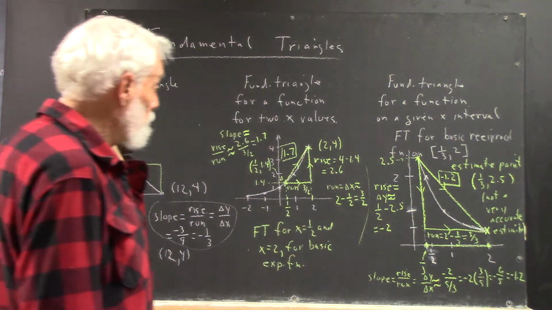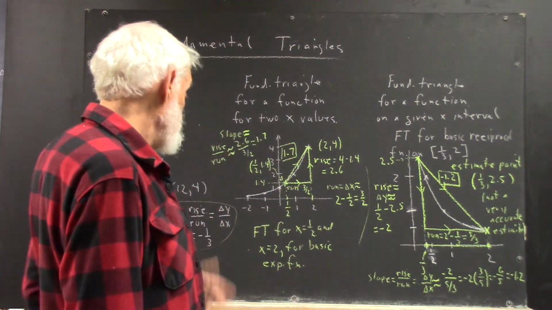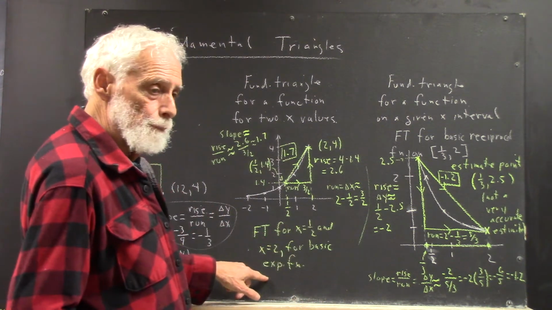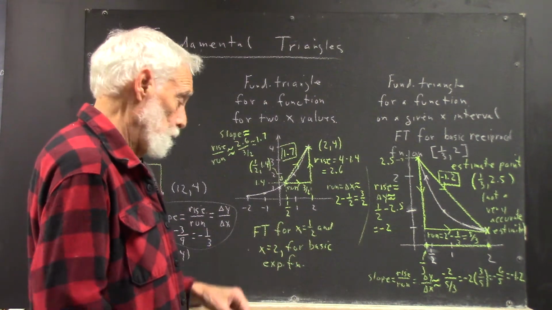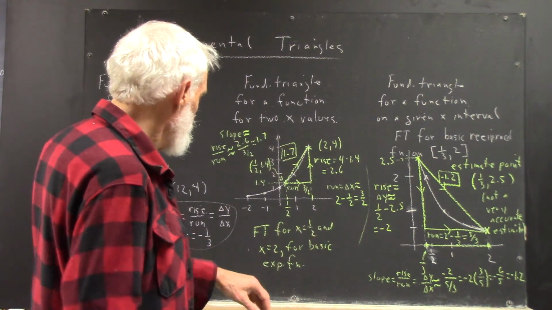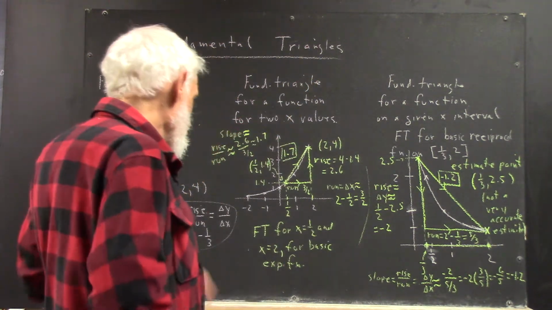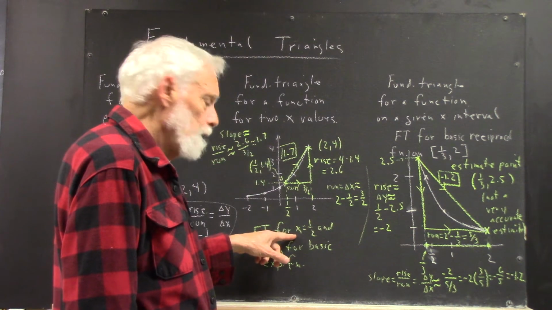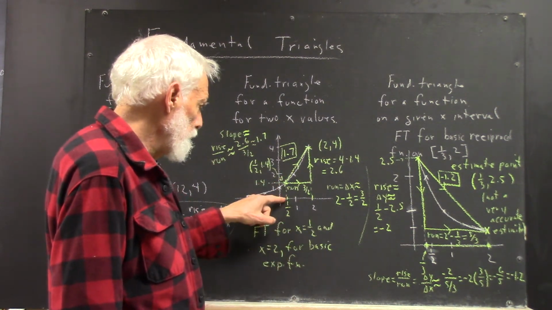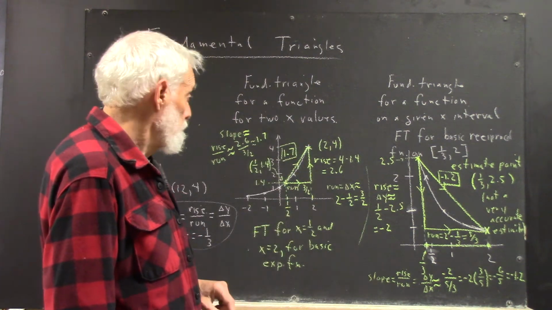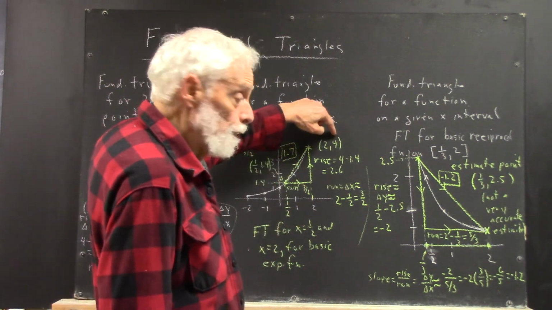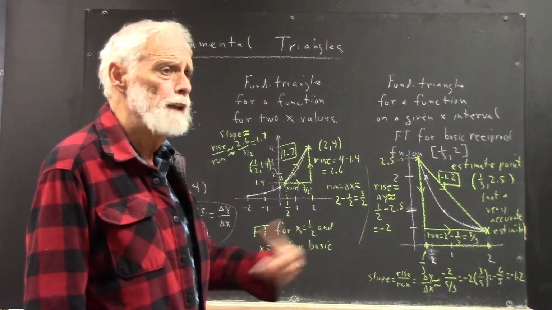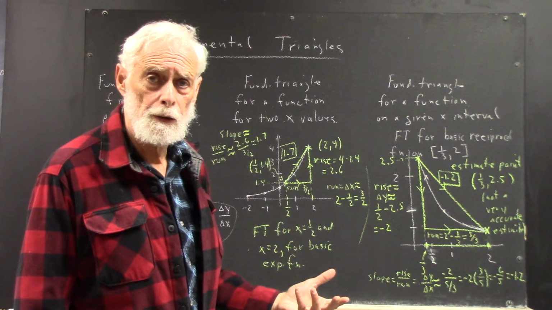Now, a fundamental triangle for a function given 2 x values. I've chosen the basic exponential function, and I've chosen x values 1/2 and 2. So what does that mean? First we graph the basic exponential function. There it is. And then we locate the points on the graph corresponding to x equals 1/2 and x equals 2. At x equals 2, we know that the value of the function is 4. At x equals 1/2, we don't know what the value of the function is. We can't calculate it. We're not using calculators.